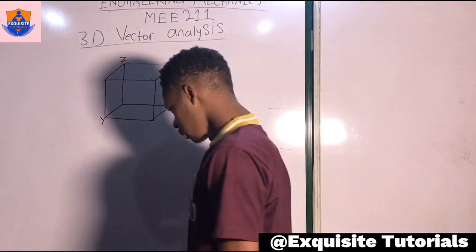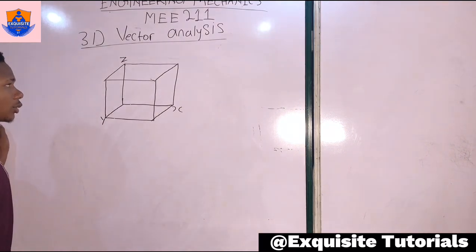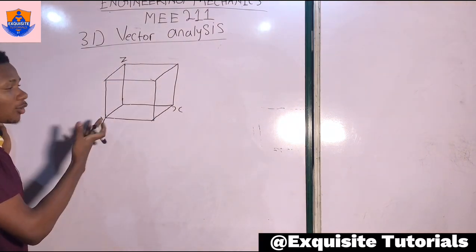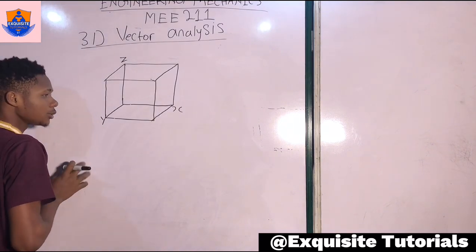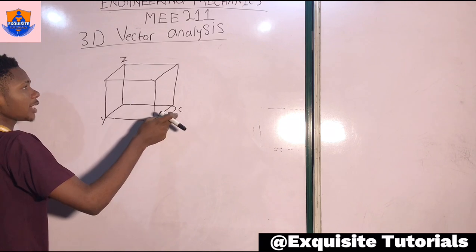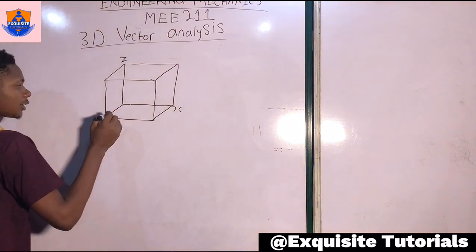Analysis. So what you are seeing on board is a diagram drawn in 3D. We are having a cube. Now this diagram contains the x, y and the z axis. Of course, most engineering problems will be dealing with just the x and the y axis, but in this one we're having the x, y and the z axis. Now I'm going to show you how we can analyze 3D vectors.